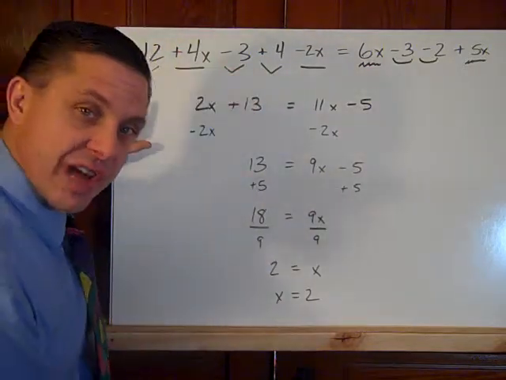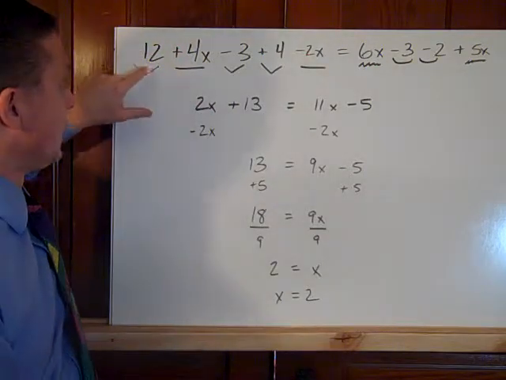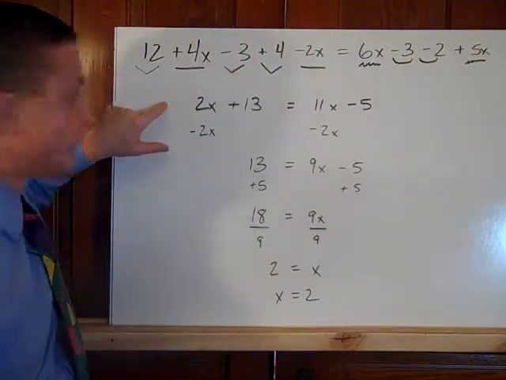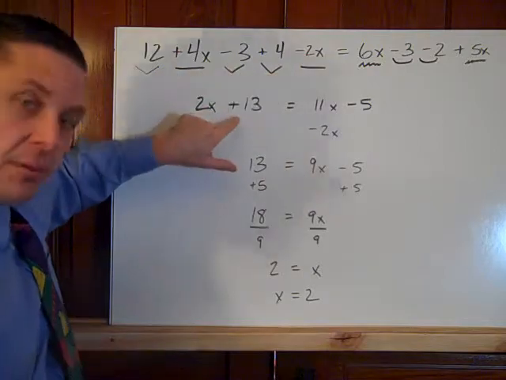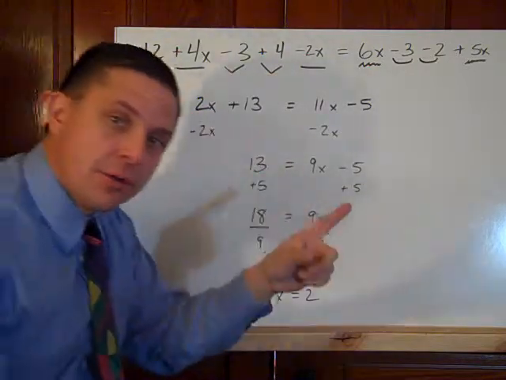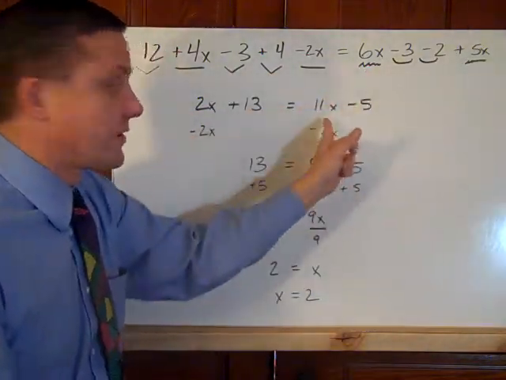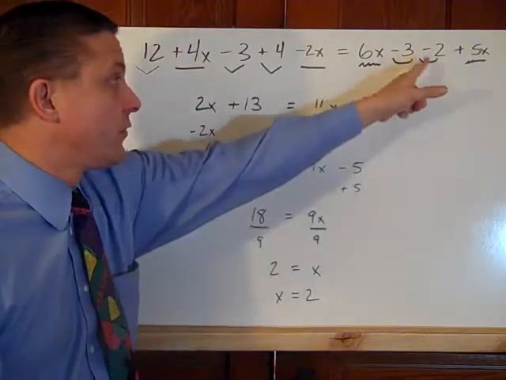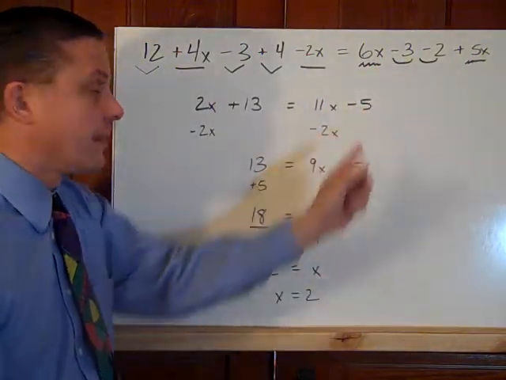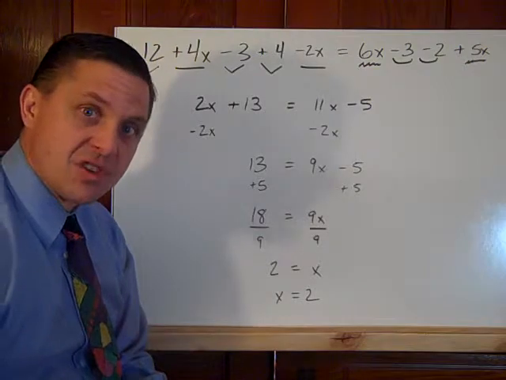Combine like terms on each side, which you notice I've marked. 4x and negative 2x become 2x. 12, negative 3, and positive 4 become plus 13. On the other side, 6x plus 5x is 11x. And the other two values, negative 3, negative 2, become negative 5. Combine like terms on each side.